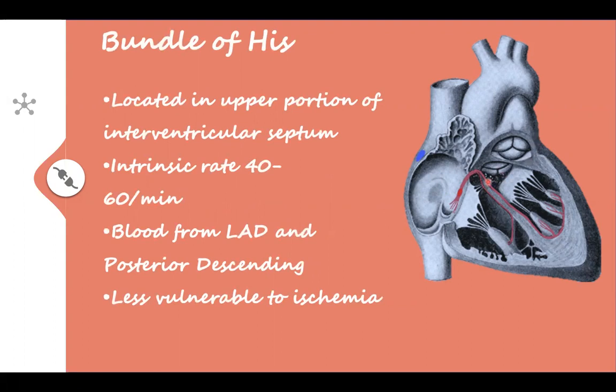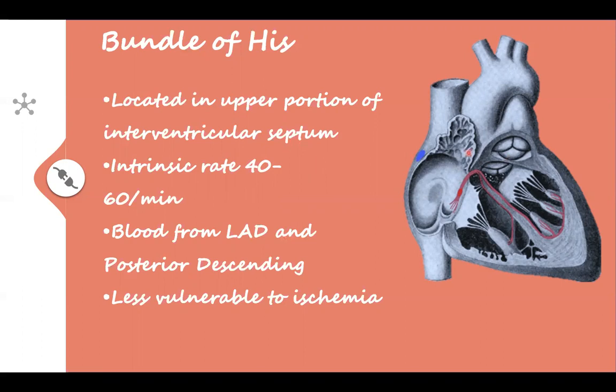Then the bundle of His, this part, which is located in the upper portion of the interventricular septum, has a rate of firing of 40 to 60 per minute, and it acts and becomes the primary pacemaker if we lose the function of the SA node. This rhythm is called a nodal rhythm, and the patient's heart rate will be from 40 to 60 per minute.